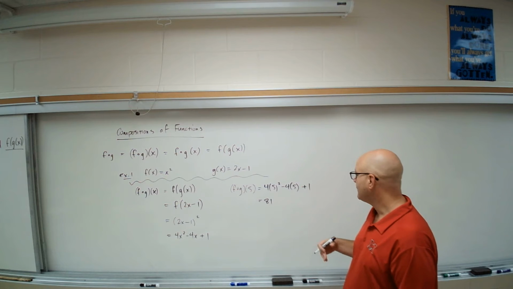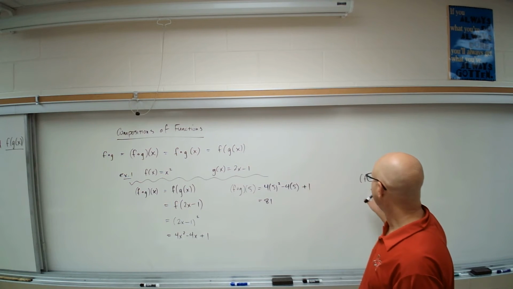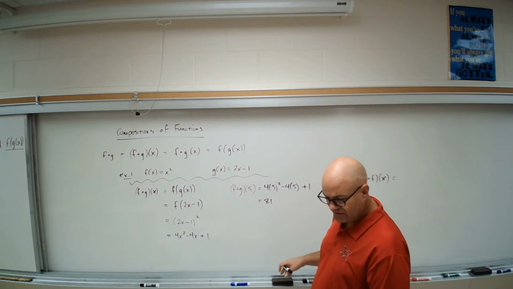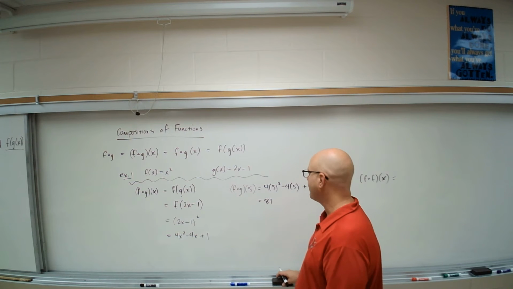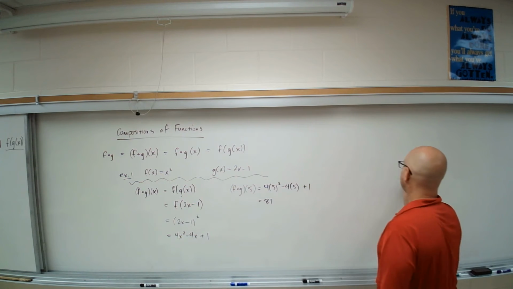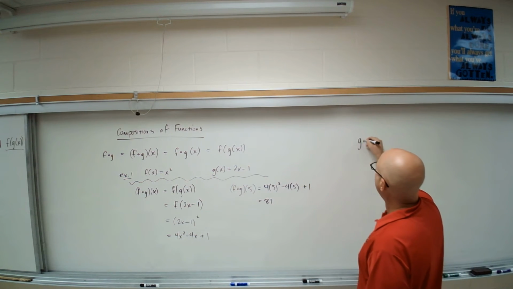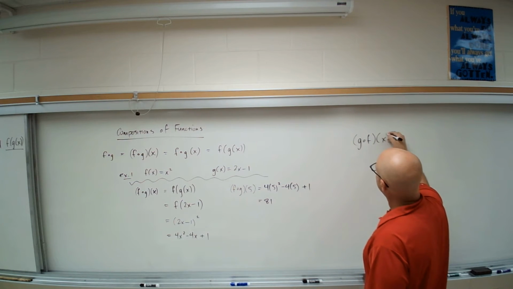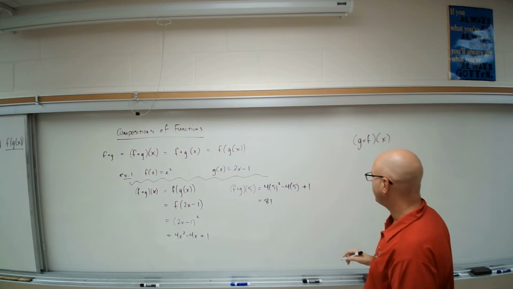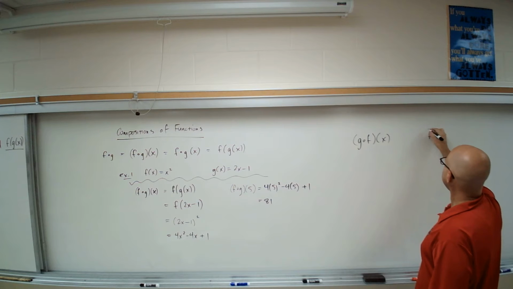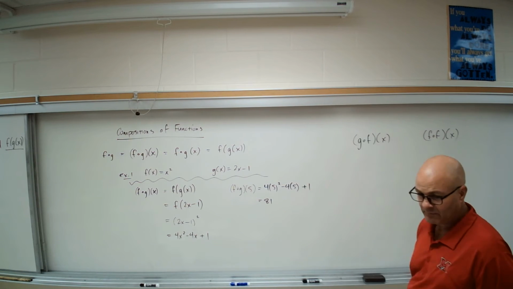So I'd like you to go ahead then and find the next two, which were g of f of x and f of f of x. So we want to do g of f of x and then f of f of x. And we'll look at those.